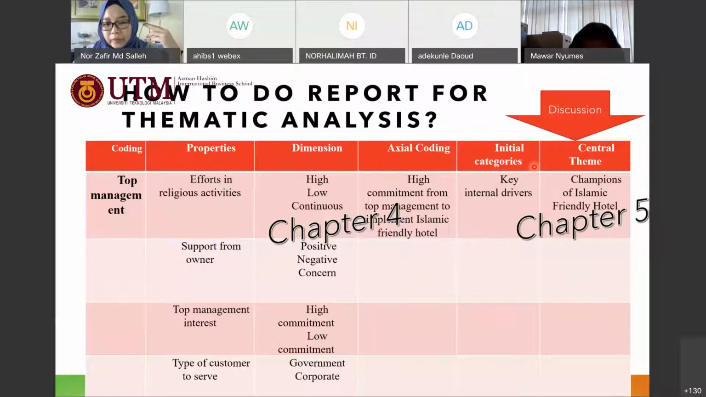Okay. And then for chapter 5, you can easily see that there is one emerging theme, that is the central theme, which is champions of Islamic friendly hotel who contribute to the adoption of Islamic friendly hotel in their hotel. Okay, so this table helped me a lot in guiding me what to write.